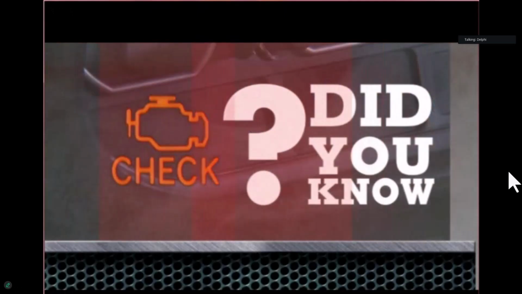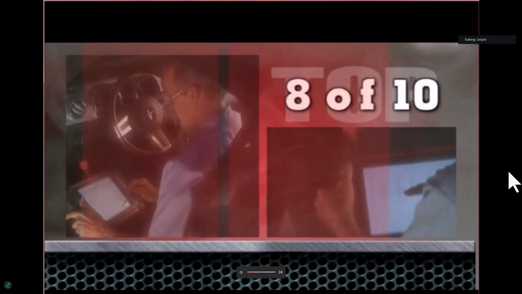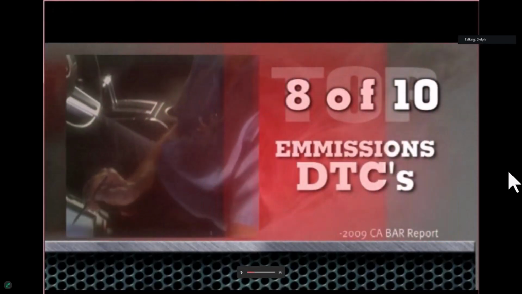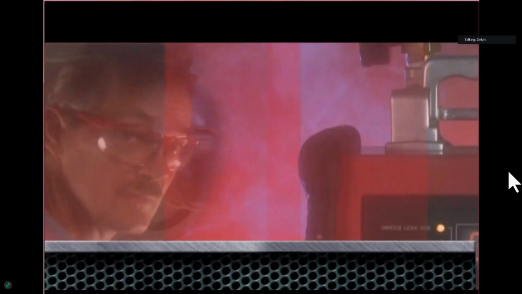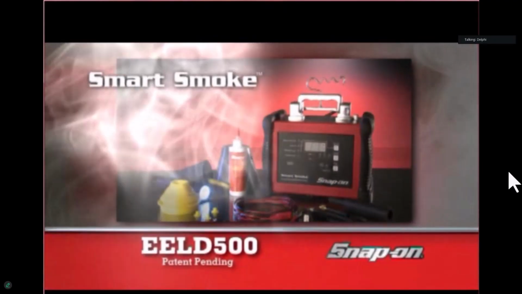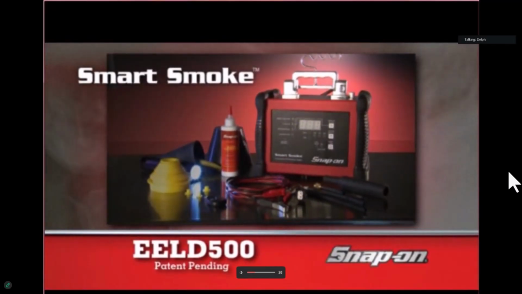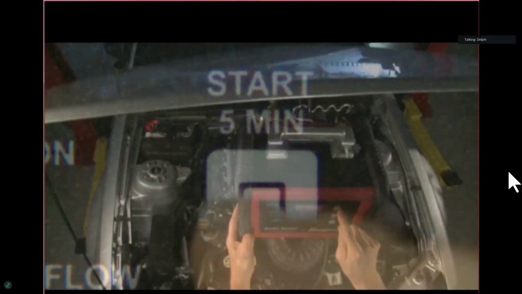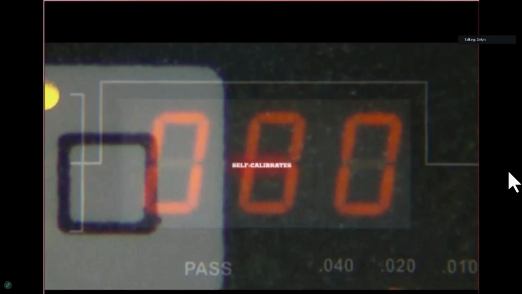Did you know 8 out of the top 10 emissions DTCs can be diagnosed with smoke detection technology? And that's still very common today. Whoa. Introducing the Smart Smoke Evaporative Emissions Tester. This is an older machine. We happen to have one. Worked well, but it was not commonplace. But let's see what some of the features are that you can do with a smoke machine. Smokes and tests.